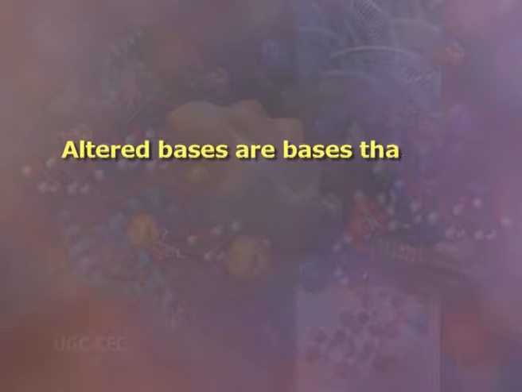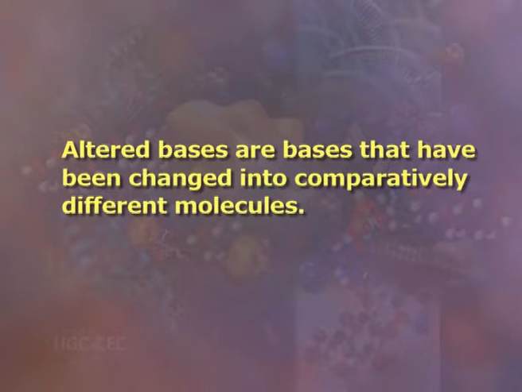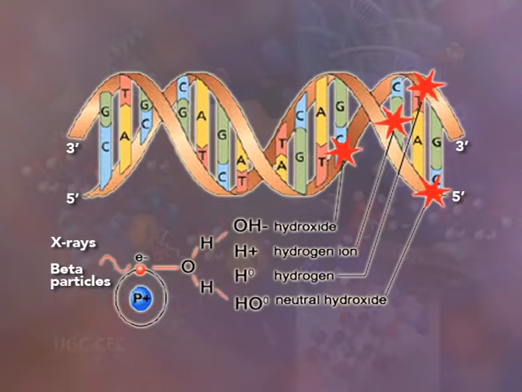Altered bases are bases that have been changed into comparatively different molecules. A variety of chemicals and physical phenomena can act as agents that do this. One example is ionizing radiation, like beta particles emitted by naturally occurring radioisotopes or X-rays too, can break purine and pyrimidine rings.